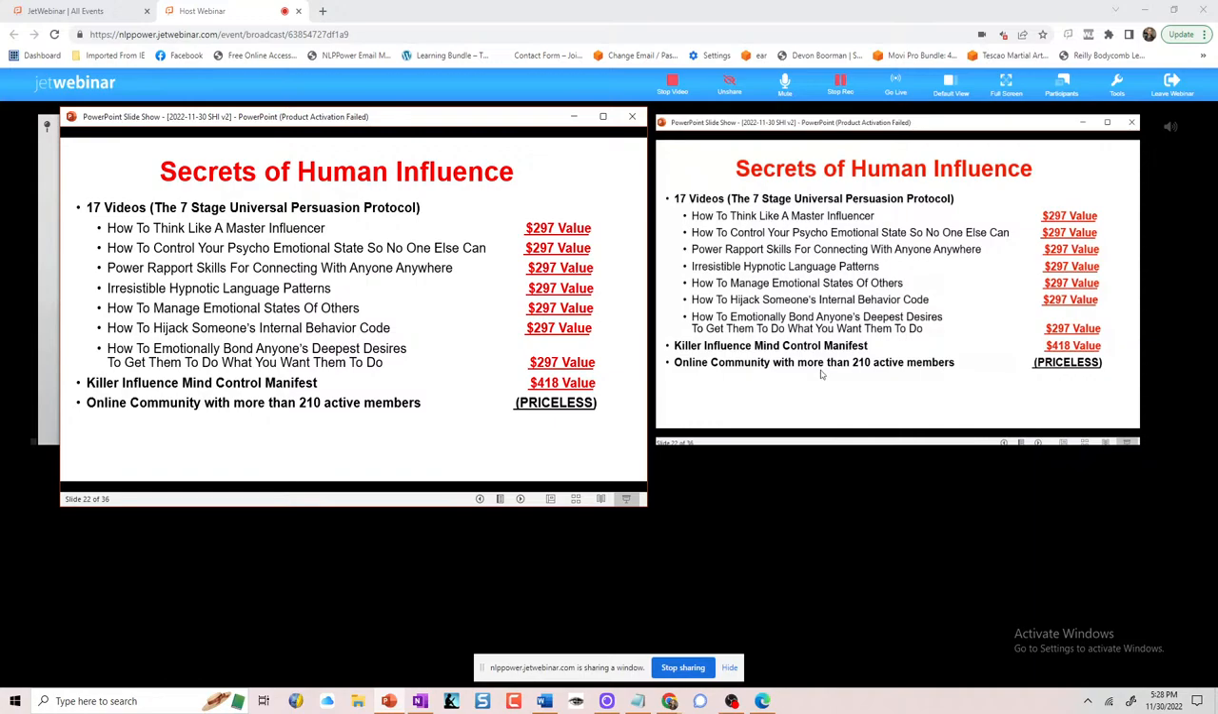Okay? That's only three patterns though. Now combine that with the rapport skills that we're talking about. Combine that with the state control skills that we're talking about. Combine that with the echo technique that we're talking about. What do you think is possible for yourself? Right? Imagine it for a moment.